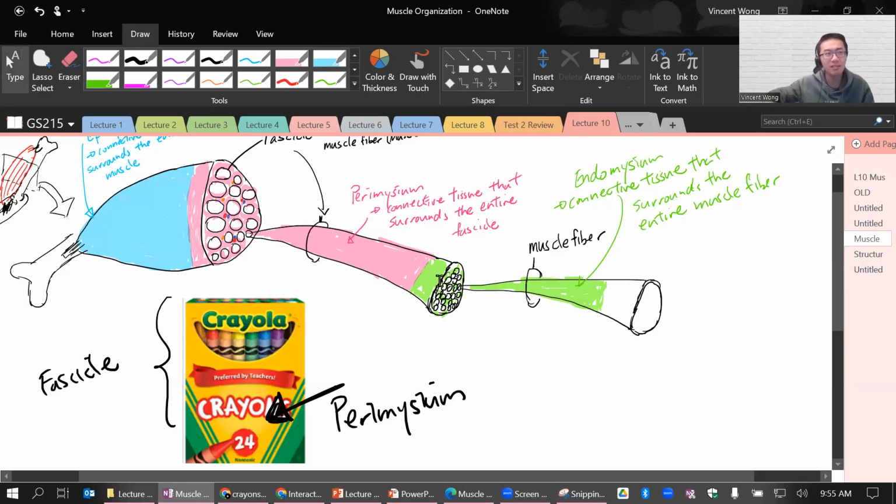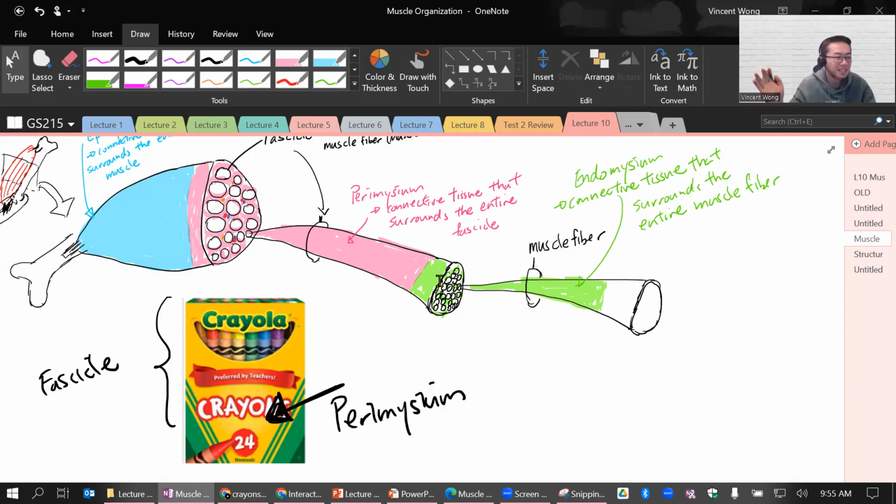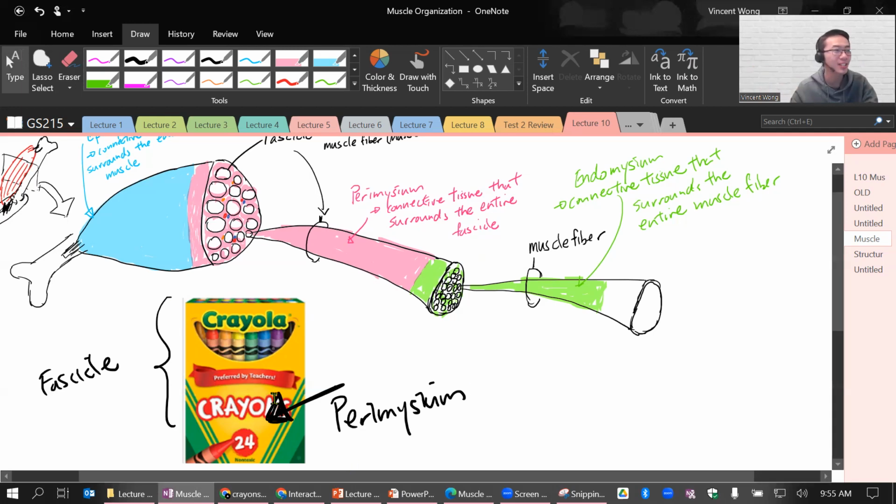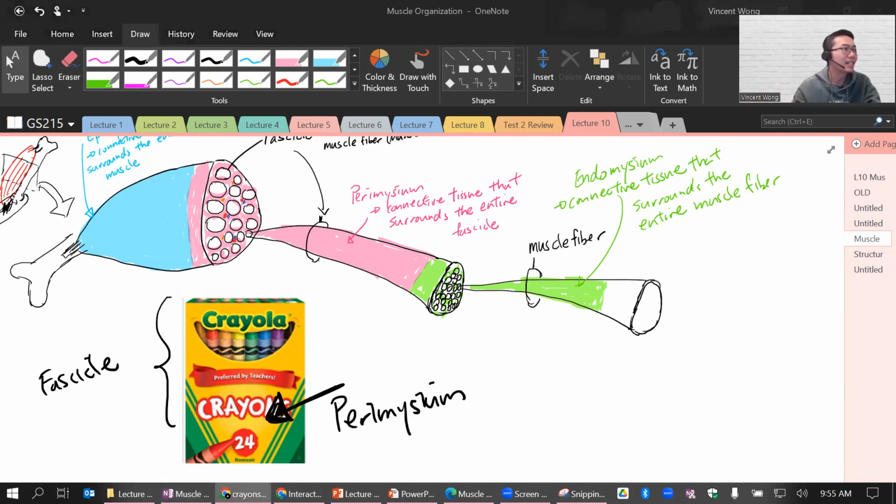Do you guys see the connection I'm trying to make here, or this totally flops? Give me some feedback. Is this helping or no? Not really. Thumbs up, thumbs down. Makes sense. Yeah. Okay. All right. So what are we gonna do with this fascicle, right?